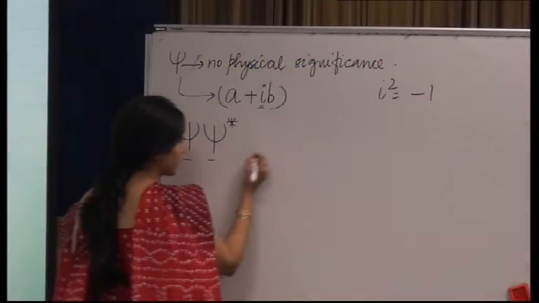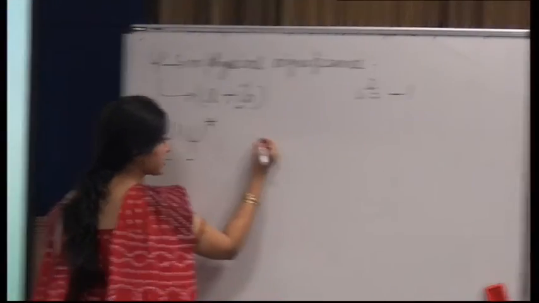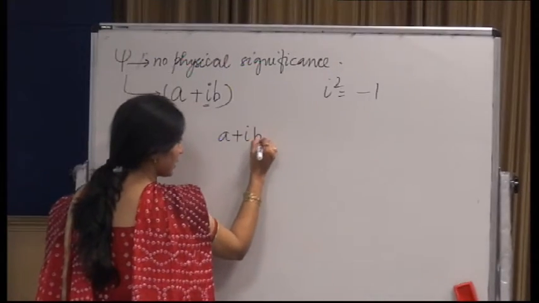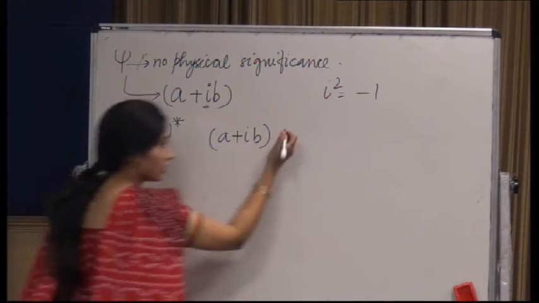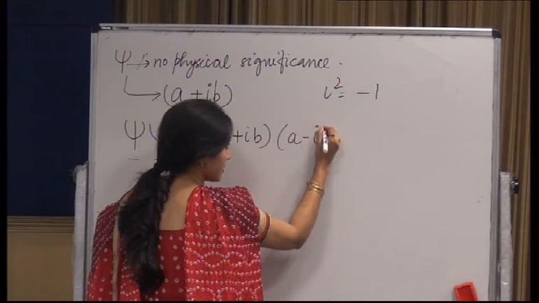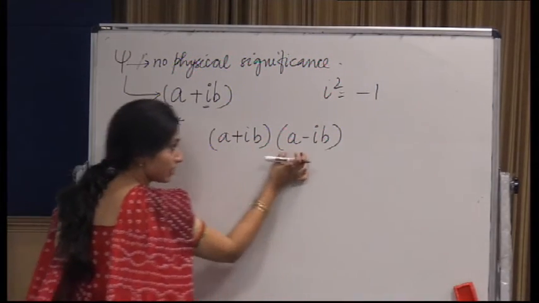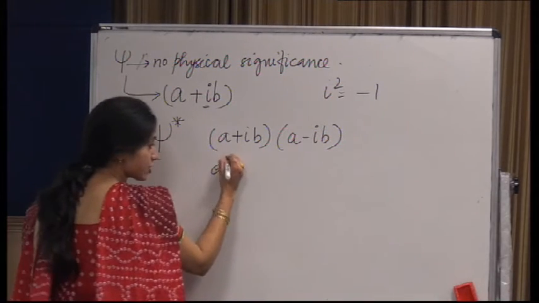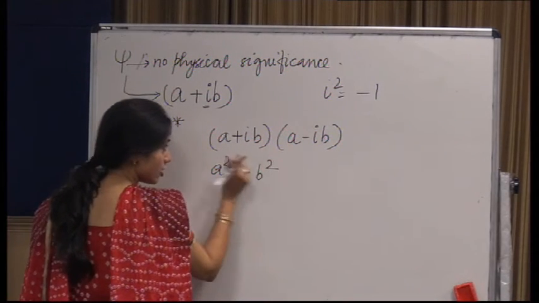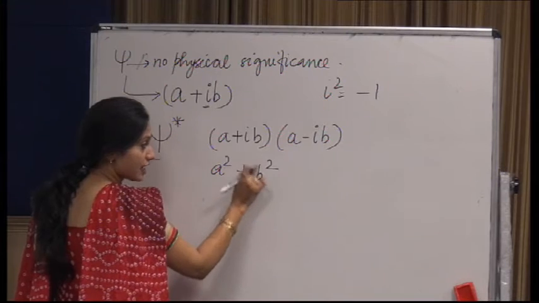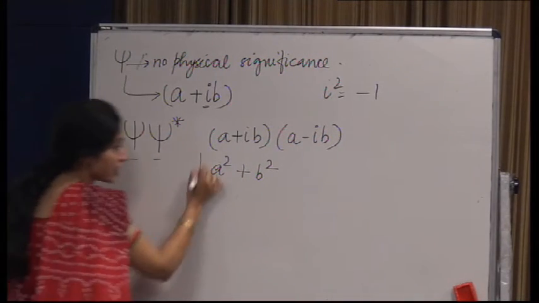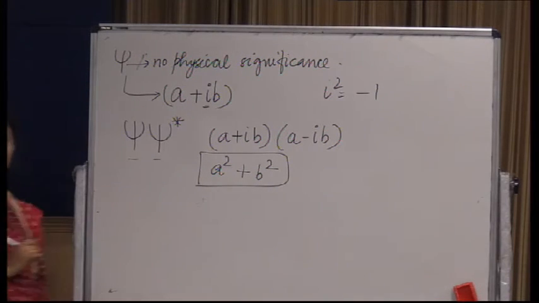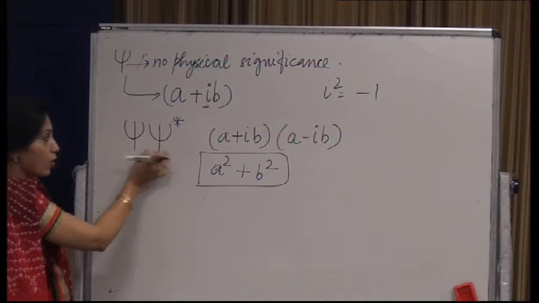And what will that be? I have my wave function as a plus iota b. The complex conjugate will be the minus part of that, so it will be a minus iota b. What is a plus b into a minus b? It is a square minus b square. So minus of i square b square, i square will be minus 1, so it becomes plus. So now does it have any imaginary part? So always your wave function is written along with psi star.